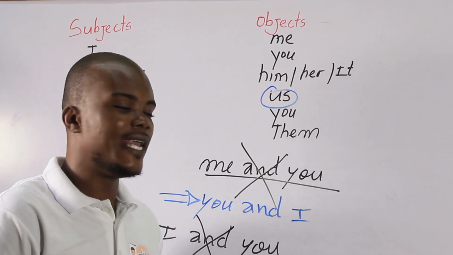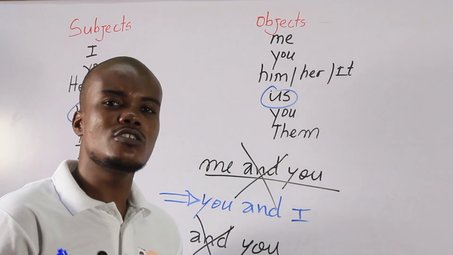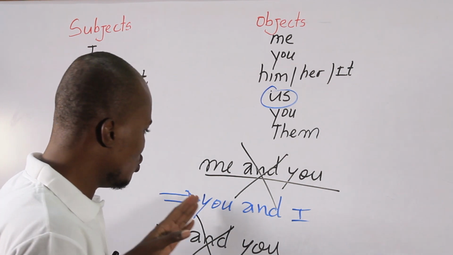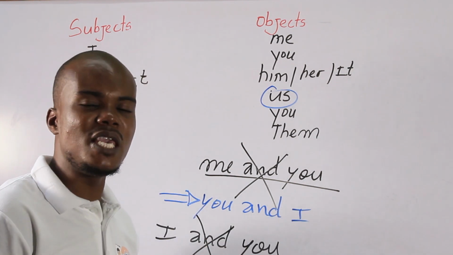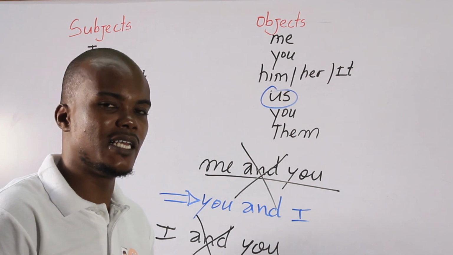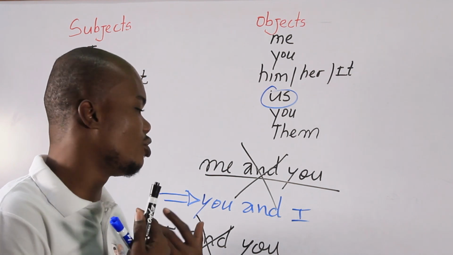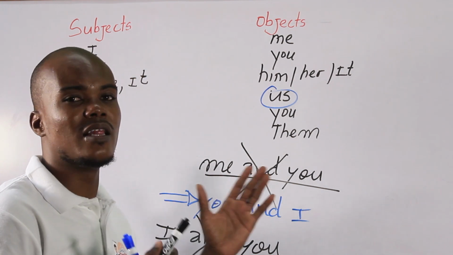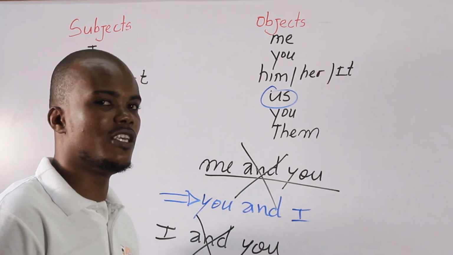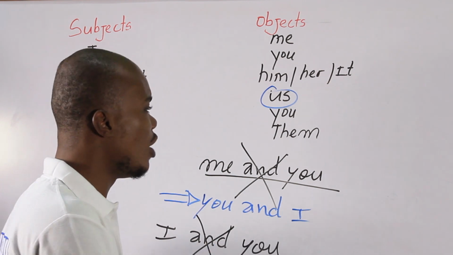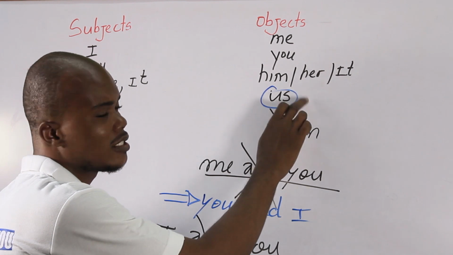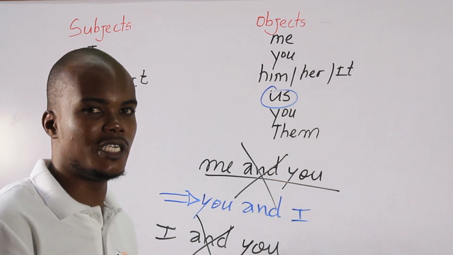So they are going to choose you and me for the party. They are going to choose you and me for the party. Or I can simply say us. They will choose us for the party.